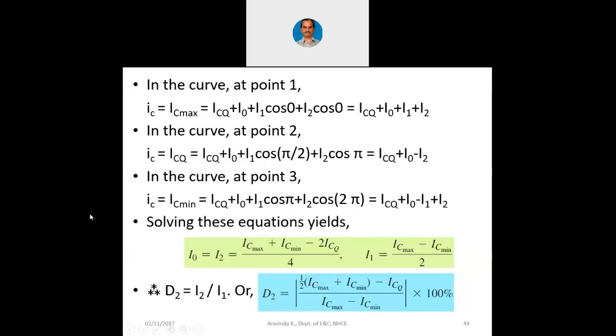We can have a similar expression for D3 also, D4 also, in a similar fashion. But it is out of our curriculum as such, because it is proceeding in a similar way to find out D3 and D4. Only thing is the angles here will change.